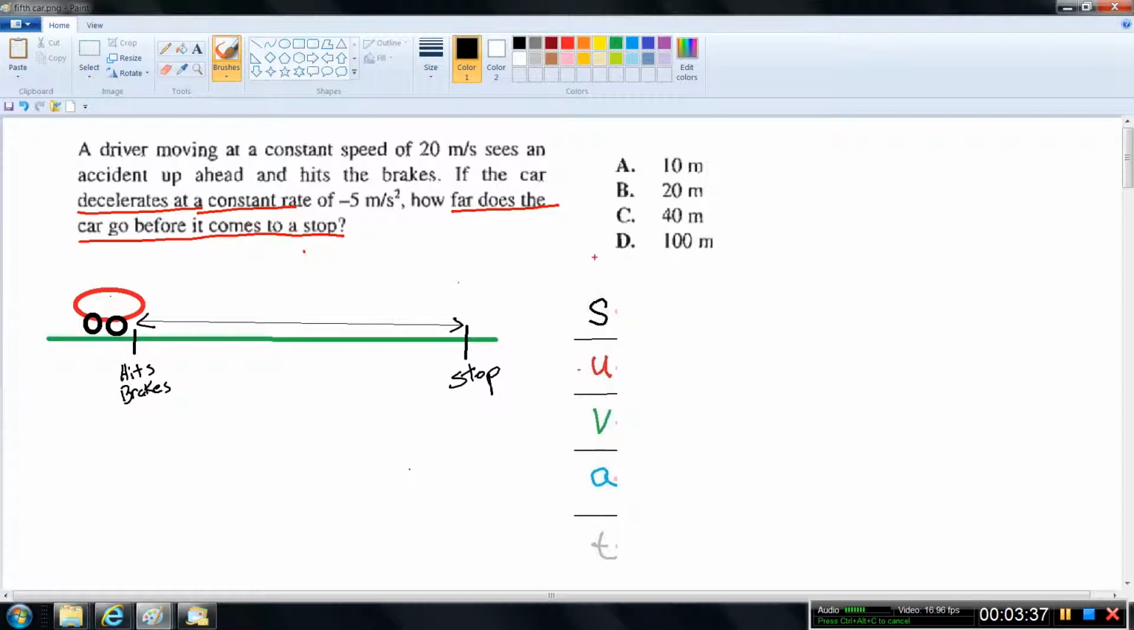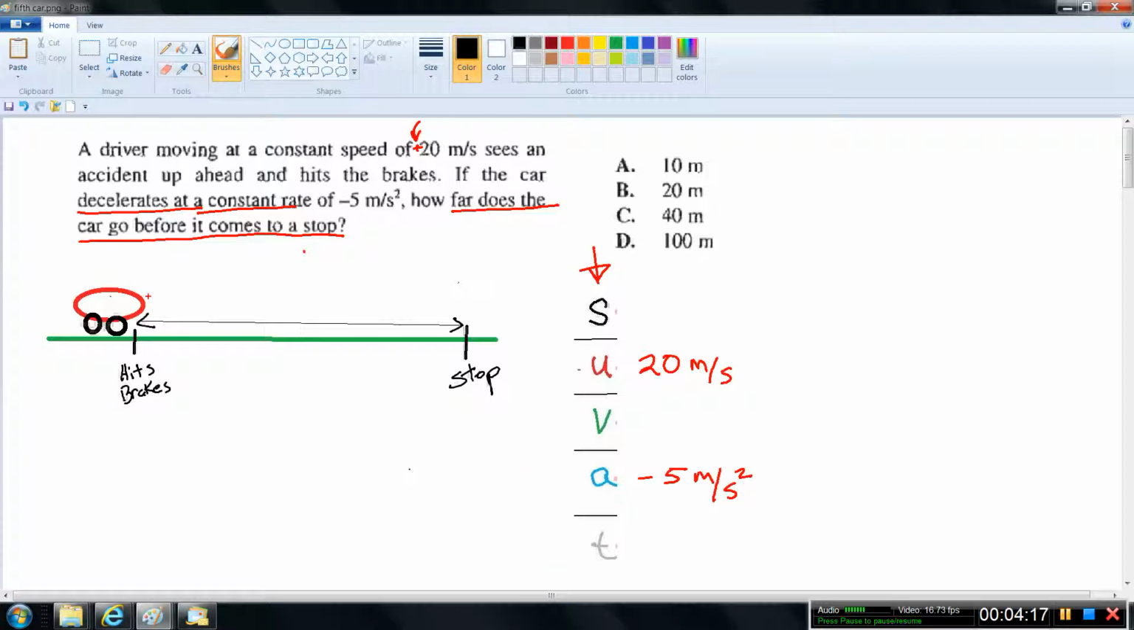So step 1, we're going to list our letters Suvat vertically, and then step 2, fill in 3 out of the 5 variables. So what do we have? We've got a car moving at a constant speed. So at the time that we've come across this problem, our initial velocity would be 20 meters per second. It's positive, so we'll just assume that positive is going to go to the right. And we have a negative acceleration of -5 meters per second squared.